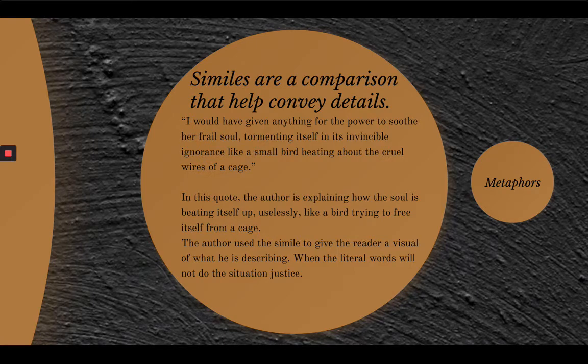The author used the simile to give the reader a visual of what he is describing, when the literal words will not do the situation justice. So, if he were to have just said, she's beating herself up and it's really sad, you wouldn't grasp the intensity of the moment or the intensity of the situation if he had just said it word for word, literally. But by using the simile, he paints a more in-depth picture of what he is experiencing.